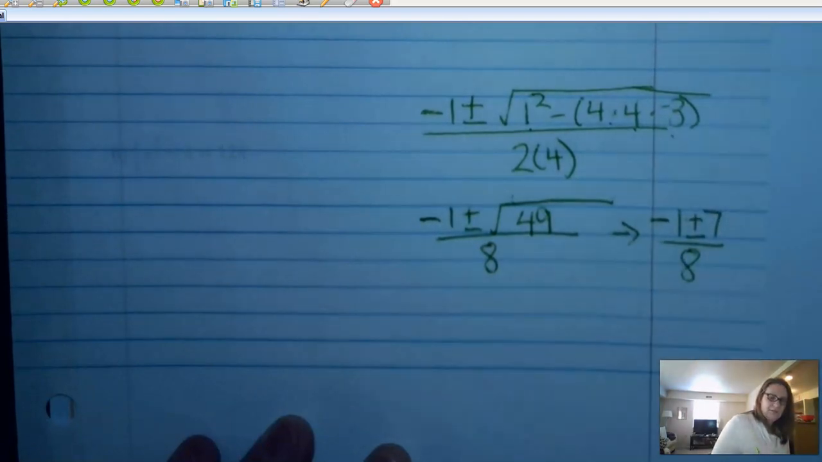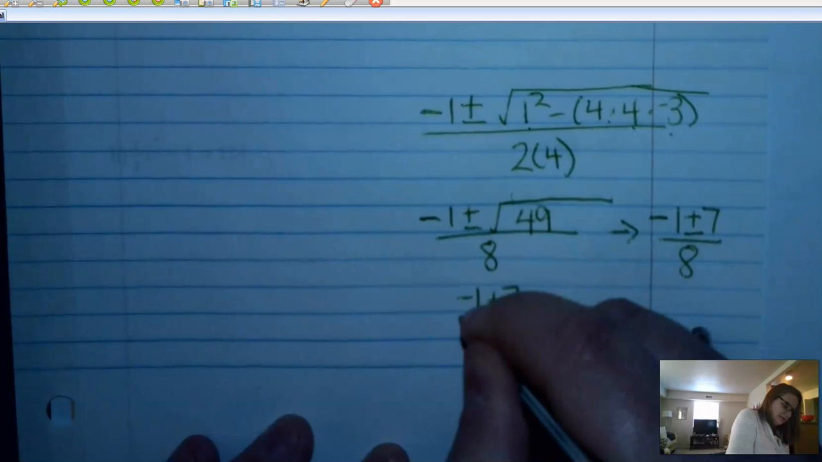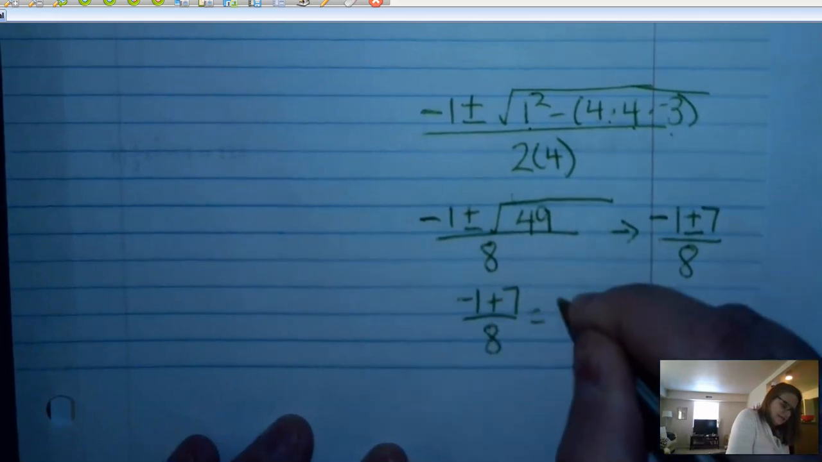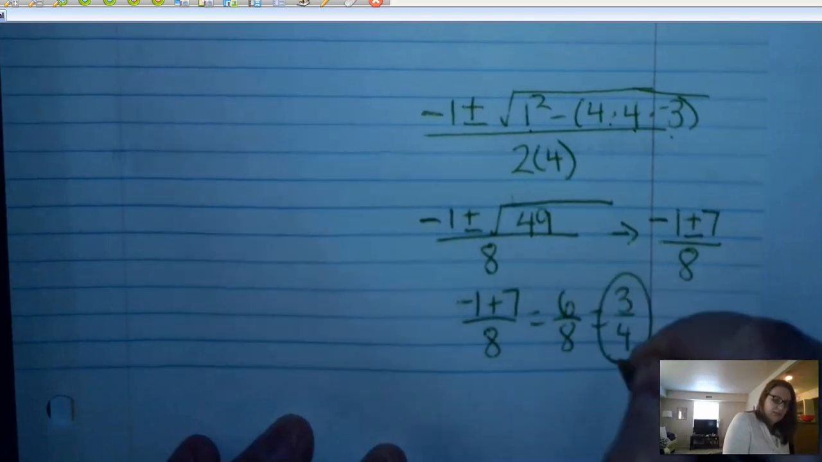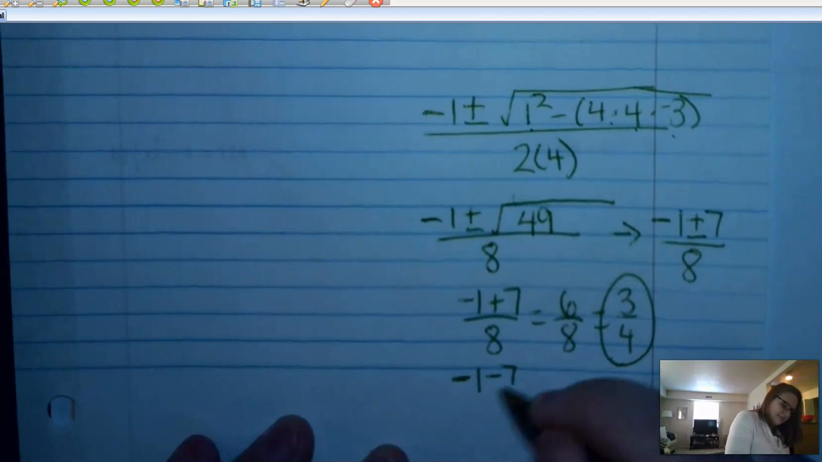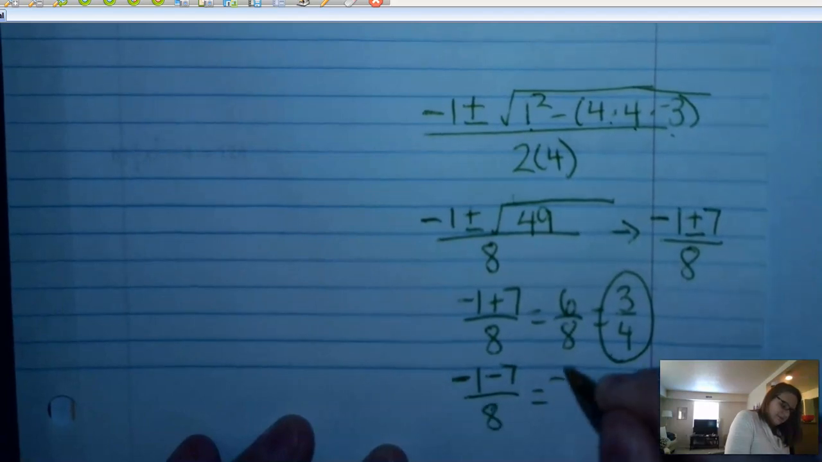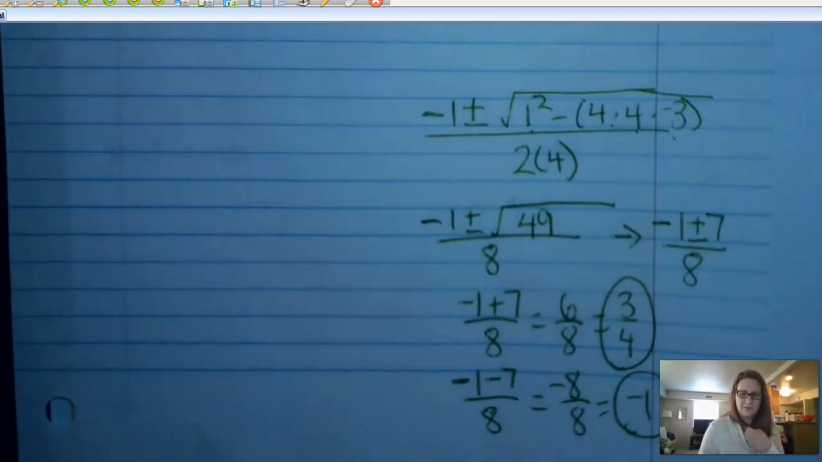All right, so I get negative 1 plus or minus 7 over 8. So if I do negative 1 plus 7, divided by 8, I get 6 over 8, which is 3/4. So there's your one option. The other option, negative 1 minus 7 over 8, which would be negative 8 over 8, which is just negative 1. So those are our two options.